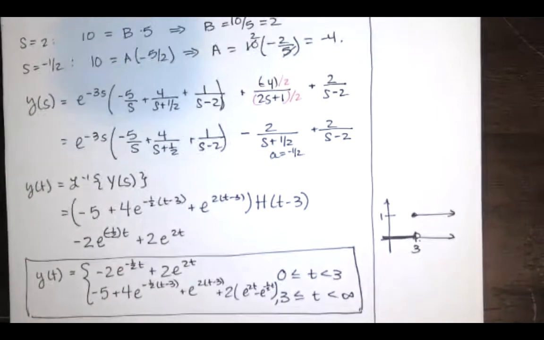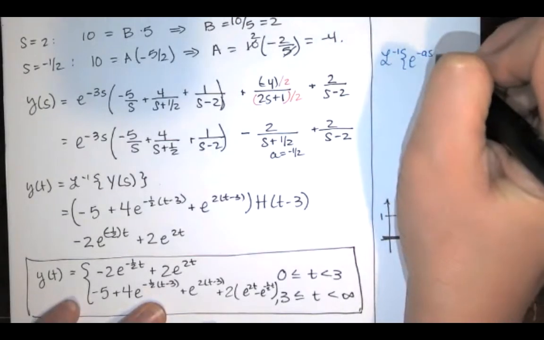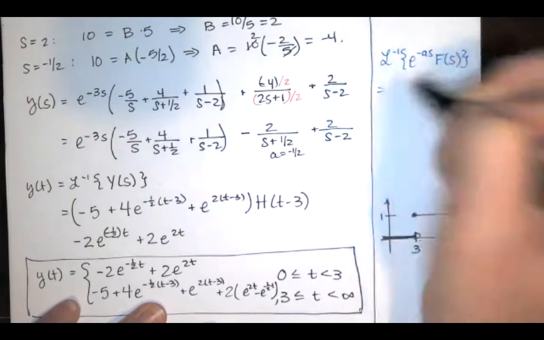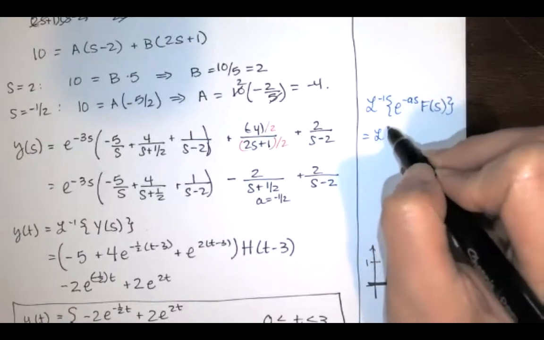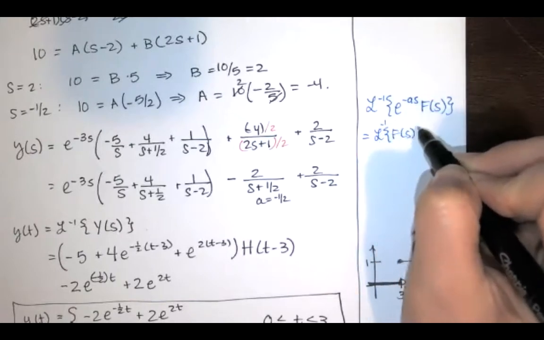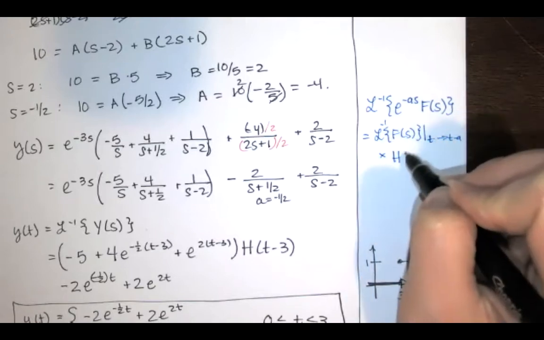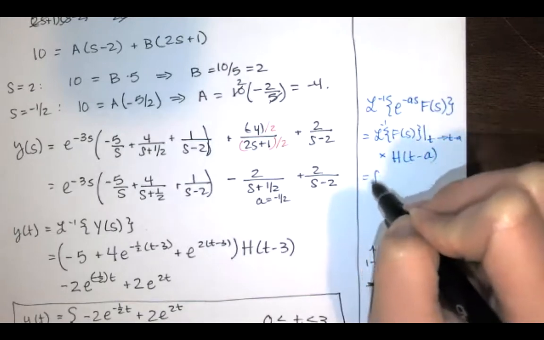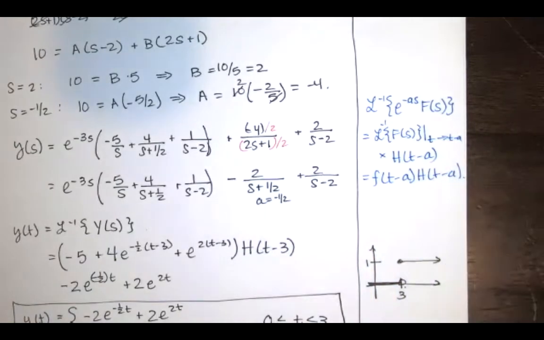So we had to use this inverse transform of e to the -as times f of s rule, which is, well, first we have to find the inverse transform of f of s. It's going to give us f of t, but then we replace the t's with t minus a's, and then we multiply that by the Heaviside function at t minus a. So that gives us f of t minus a times h of t minus a. And we had to do a little bit of partial fraction decomposition in order to get this into the right form. We had to do it twice.